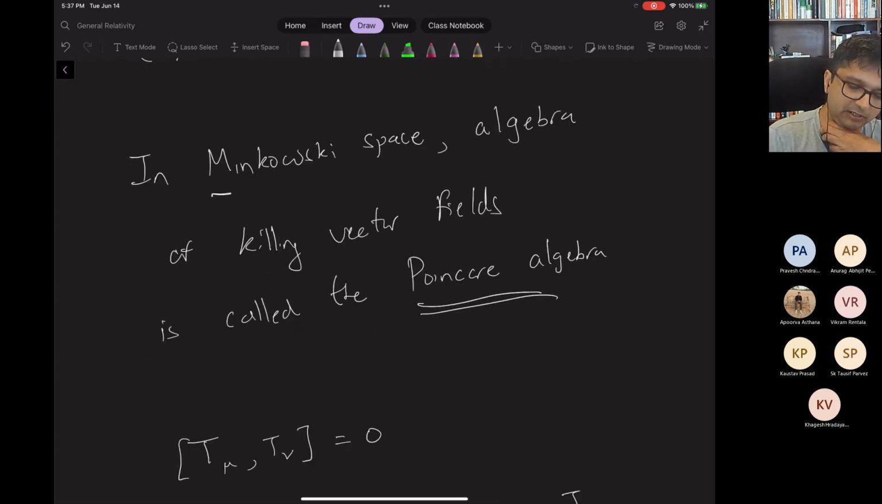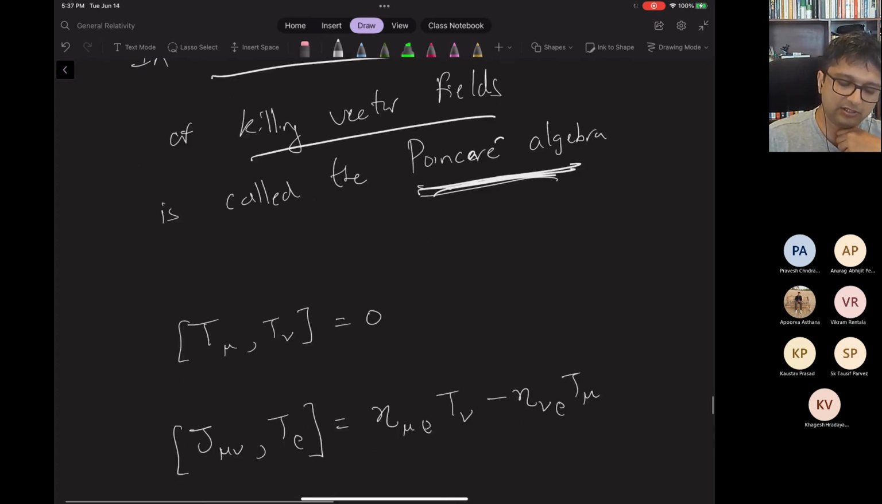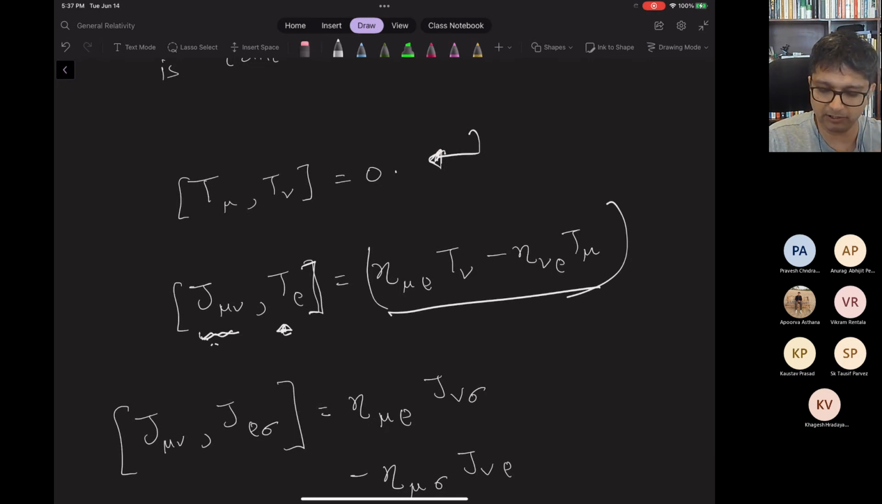Okay, and finally, in Minkowski space, the algebra of these Killing vector fields forms what is called the Poincare algebra. That is, if I take 2 translation operators, they commute. Sorry, their Lie bracket is 0. If I take any of these rotation/boost operators, boost Killing vector fields, and I take its Lie bracket with a translation, I would get something like this. The signs might be wrong. I mean, there might be an overall factor missing. Let's not worry about it. So you get something like this.